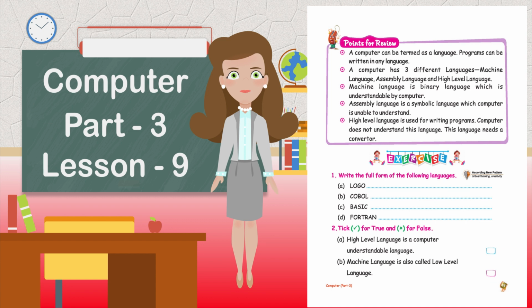Points for review. A computer can be termed as a language. Programs can be written in any language. A computer has three different languages: machine language, assembly language, and high-level language. Machine language is binary language which is understandable by computer. Assembly language is a symbolic language which computer is unable to understand. High-level language is used for writing programs. Computer does not understand this language. This language needs a converter.